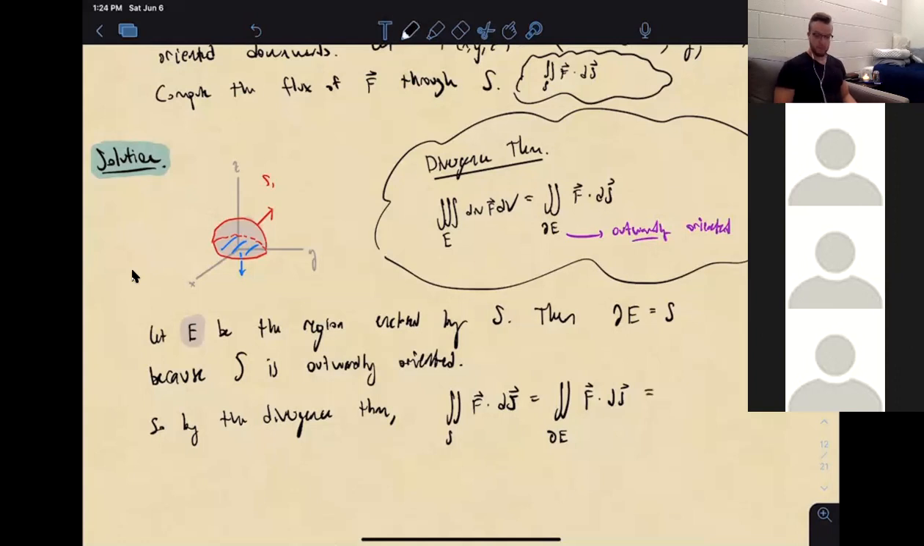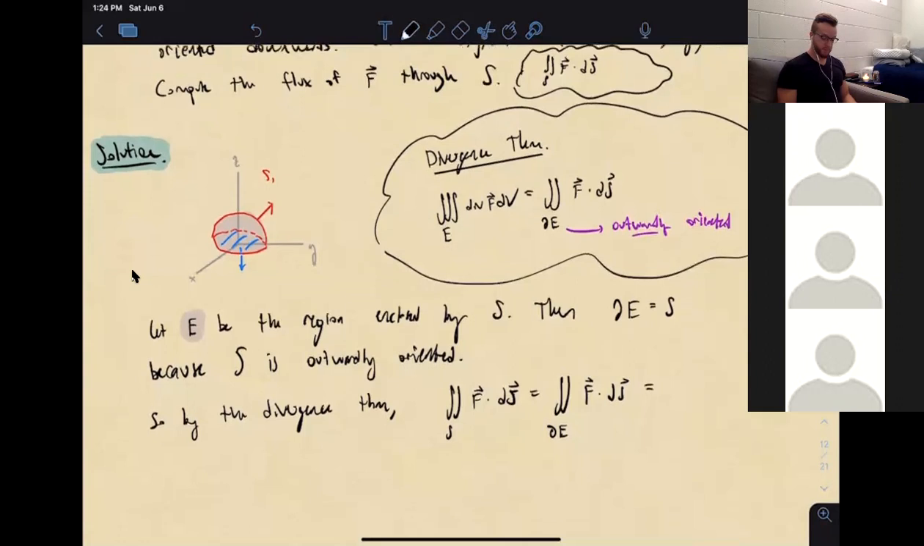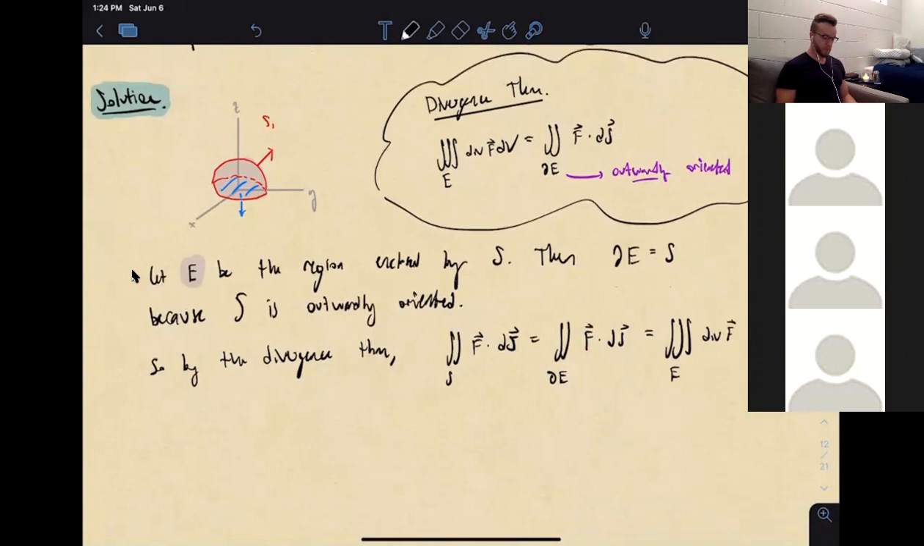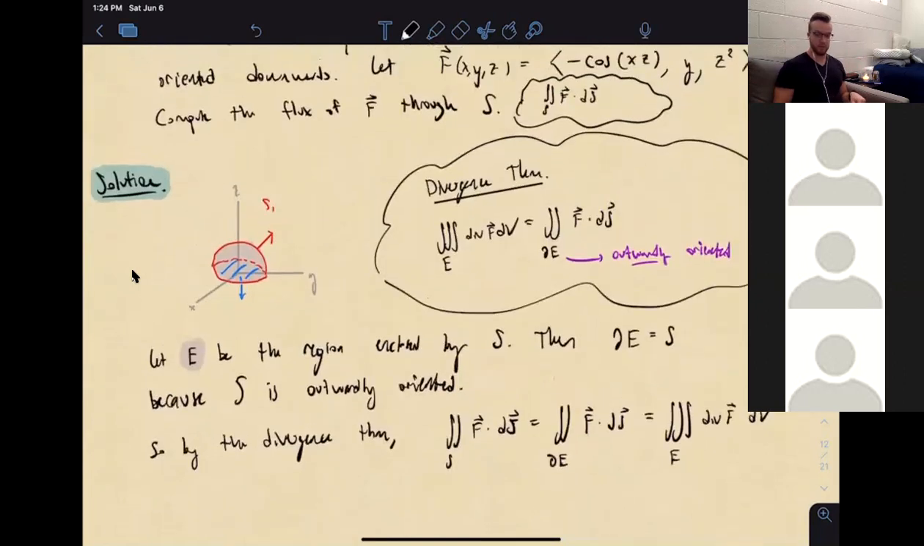And then I can apply the divergence theorem. This is going to be the triple integral over E of the divergence of F. And now we just have a triple integral to evaluate. Like we've talked about before, the divergence theorem is a bridge from the world of surface integrals to the world of triple integrals. Now that we've walked across that bridge, we're firmly back in week 2 or week 3, and we just need to do whatever we need to do to evaluate the triple integral.